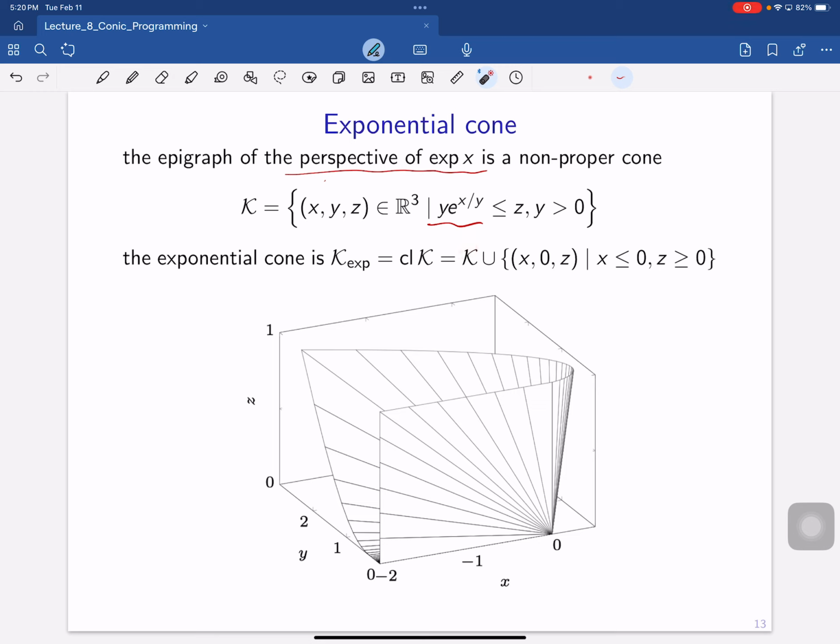To get the closure of the exponential cone, we need to add this particular set here, saying that when y equals 0, x is less than or equal to 0, and z is greater than or equal to 0. Essentially, it is x less than or equal to 0, y equal to 0, right? So that's perhaps, yeah, it's not shown in this figure. It should be a line here, right?